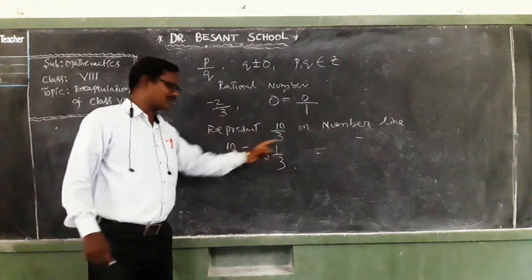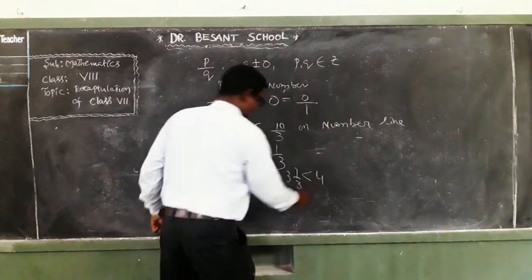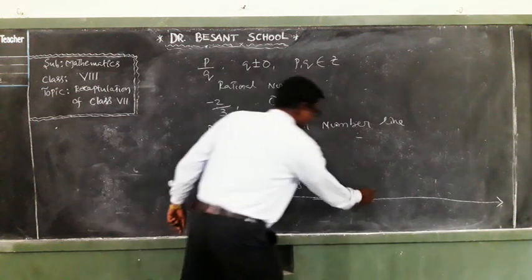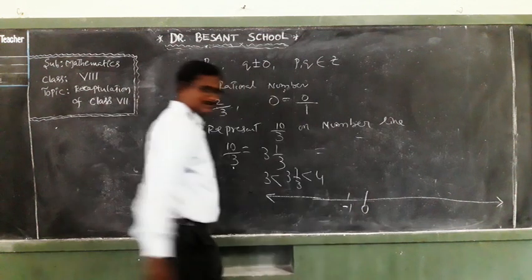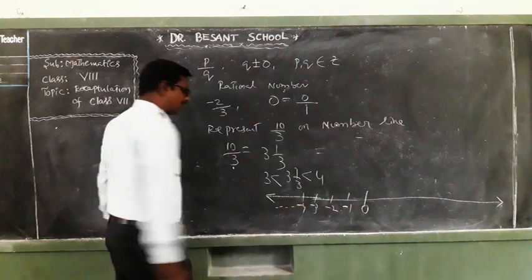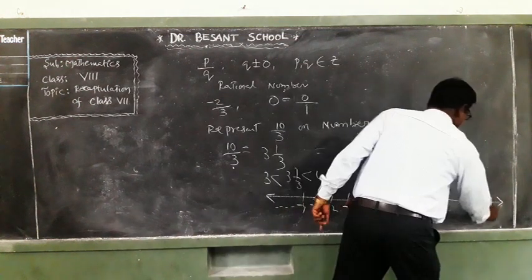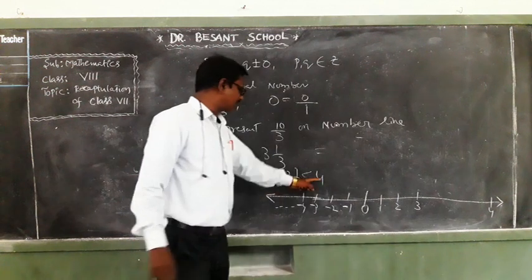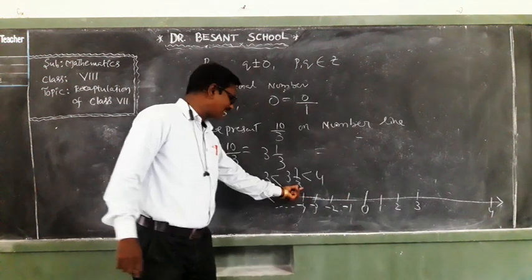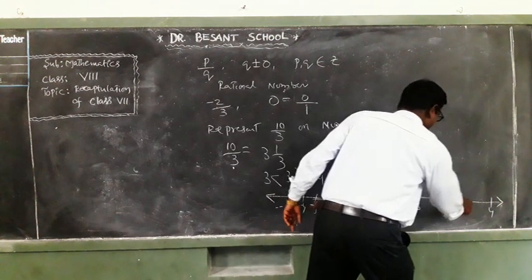It lies between 3 and 4. That means 3 is less than 3 and 1 by 3, which is less than 4. So if you see this number line, which has 0, on the left side we take negative numbers, minus 1, minus 2, minus 3, minus 4, and so on. On the right side we take positive numbers, 1, 2, 3, 4. So between 3 and 4 there is 3 and 1 by 3. Between 3 and 4, how many parts do we have to take? 3 parts, by how many lines? 2 lines.